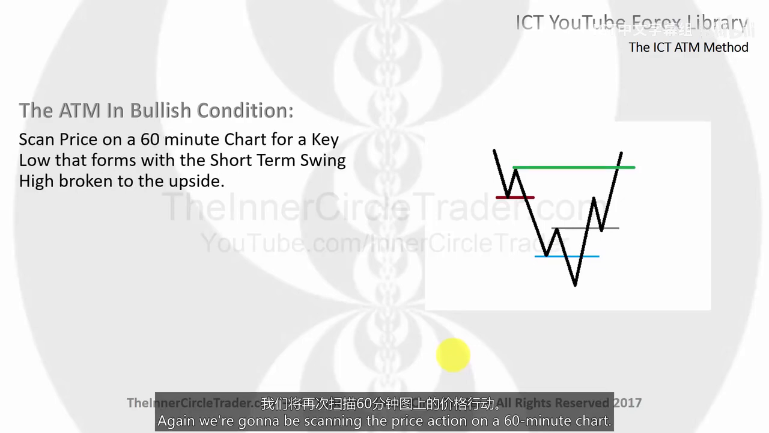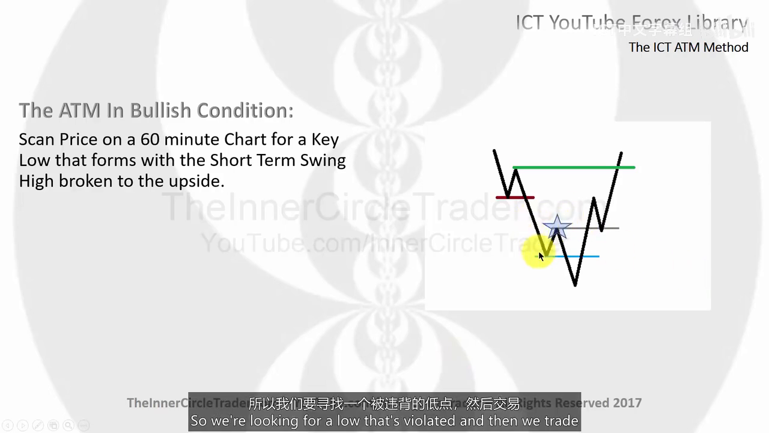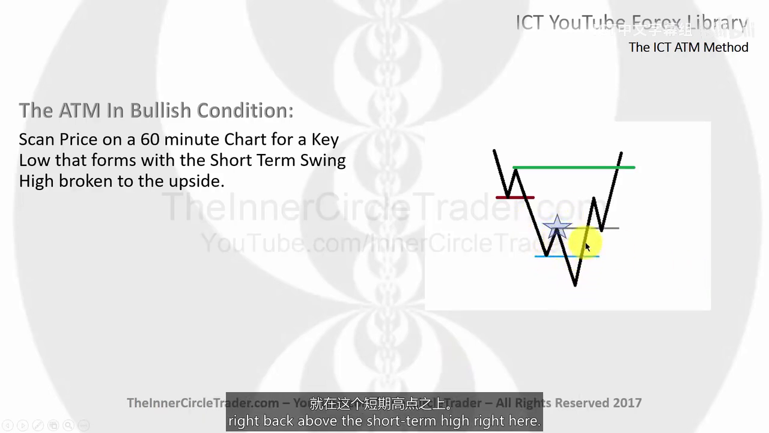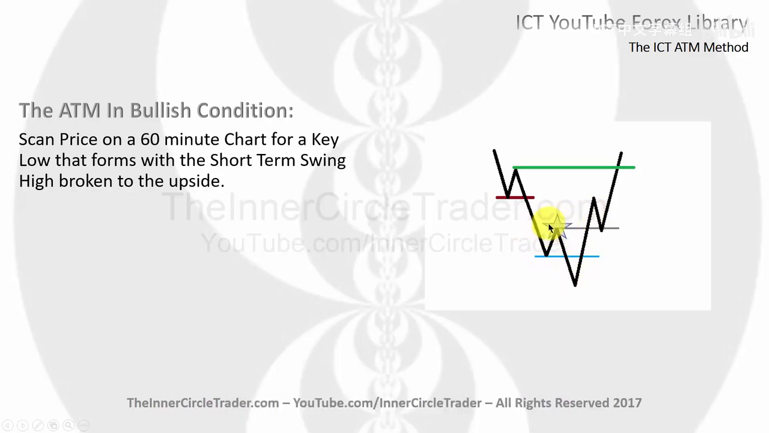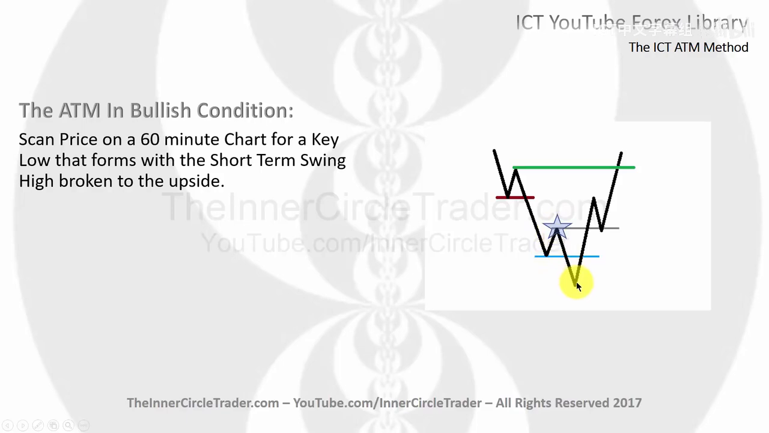Again, we're going to be scanning the price action on a 60-minute chart. Key low to form and a short-term swing high broken to the upside. That's going to be this right here. So we're looking for a low that's violated, and then we trade right back above the short-term high right here. So in other words, what we're looking for is kind of like a crooked little number 7.